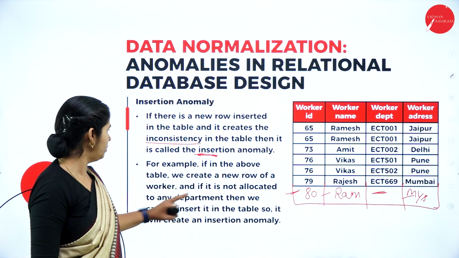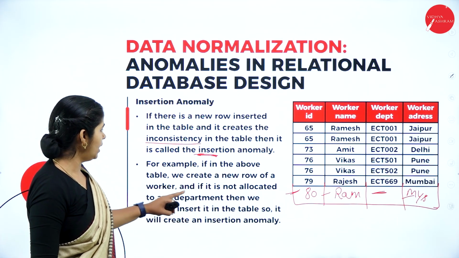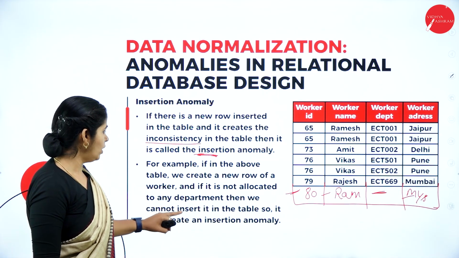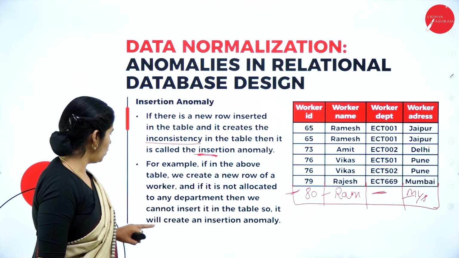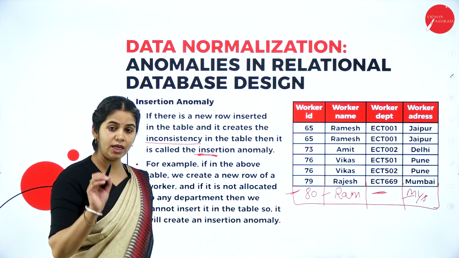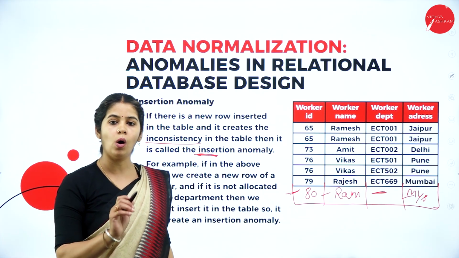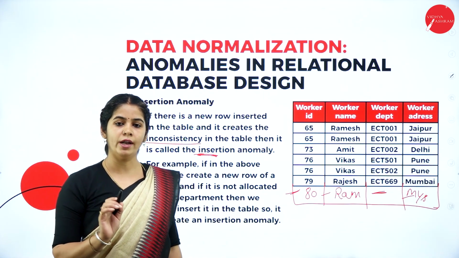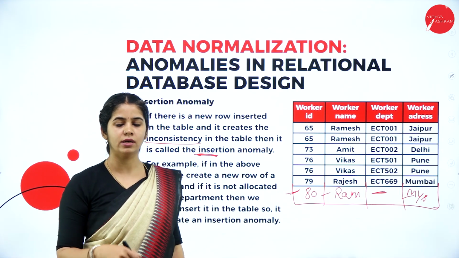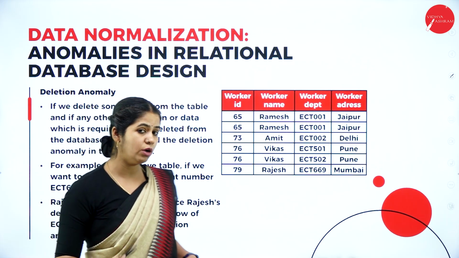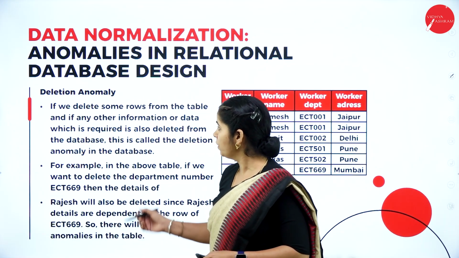We create a new row for the worker, and if it is not allotted to any department, then we cannot insert it in the table. So it will create an insertion anomaly. When we are inserting, you have to fill all the attributes of that particular record. If any one attribute is not filled, that causes the insertion anomaly. Next what we have is deletion anomaly.